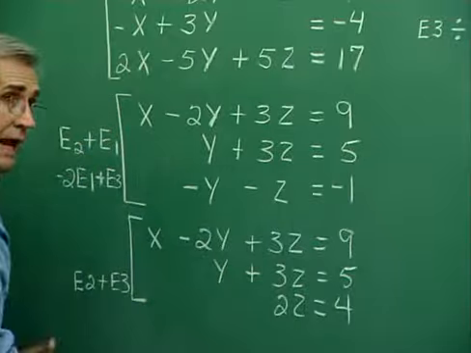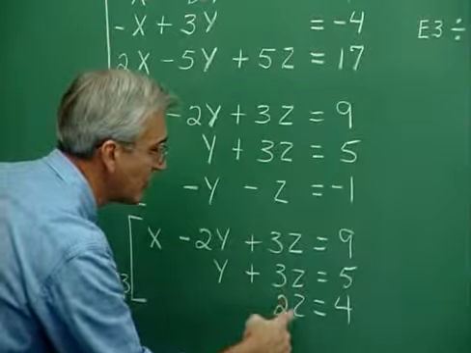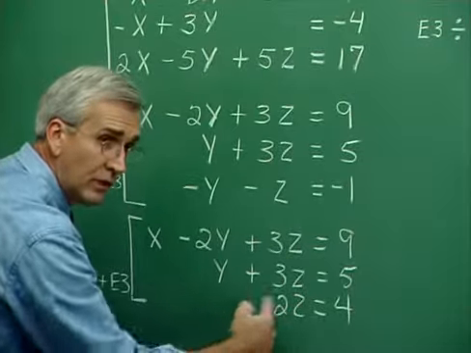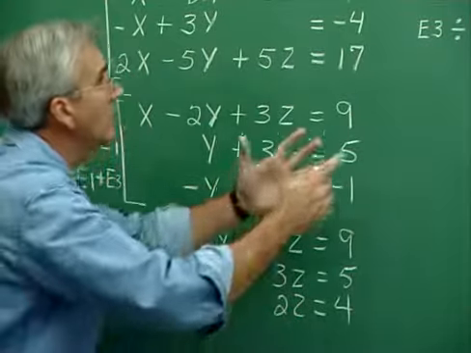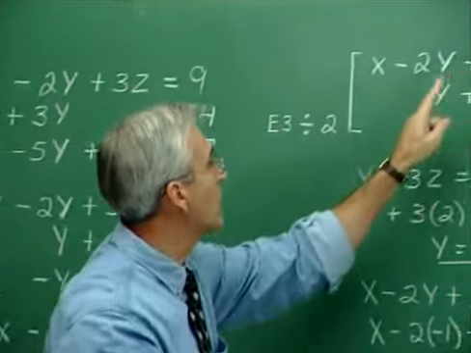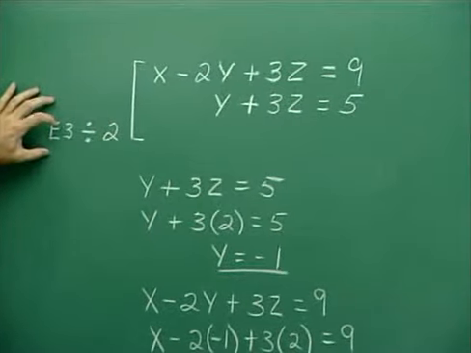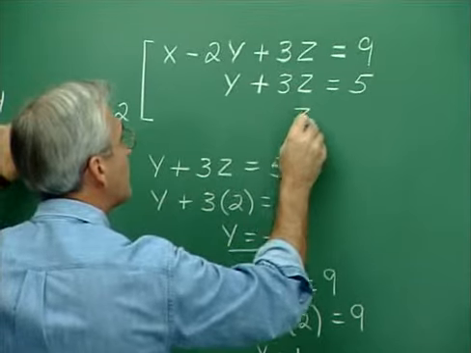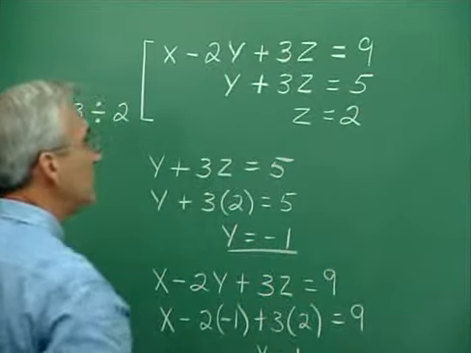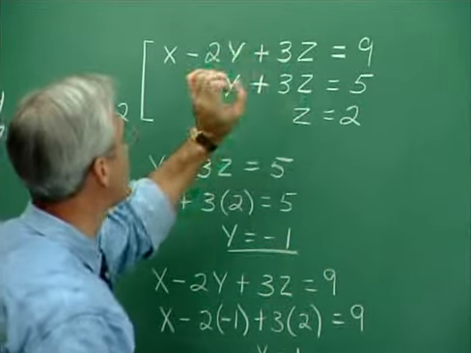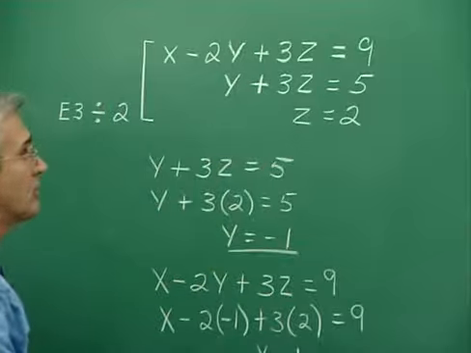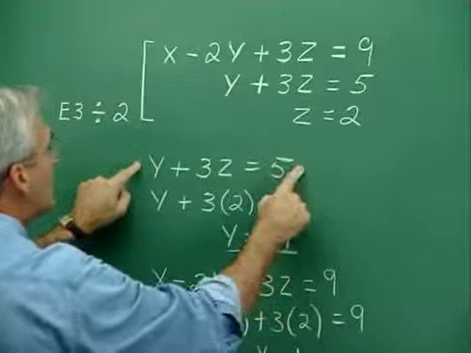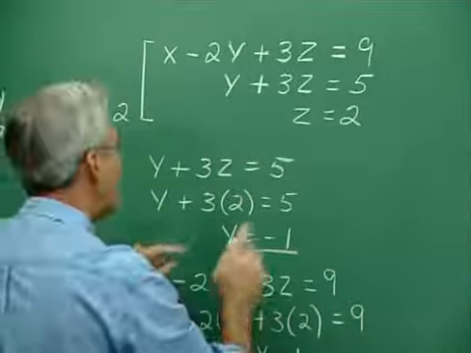2z equals 4. Now I'd like to create a situation where this is just z equals a number. What do I need to do? Well, all I need to do is divide by 2, you see, throughout this equation. So I'll come up over here, and I'll write my first two equations, and then I'll indicate what I'm doing to equation 3. I'm dividing by 2, and when I divide by 2, I find z to be equal to 2. Now, once I have the equations in this form, I go through this back substitution process. I know that if z is 2, then I can take this equation and replace z with 2 and find y to be negative 1.